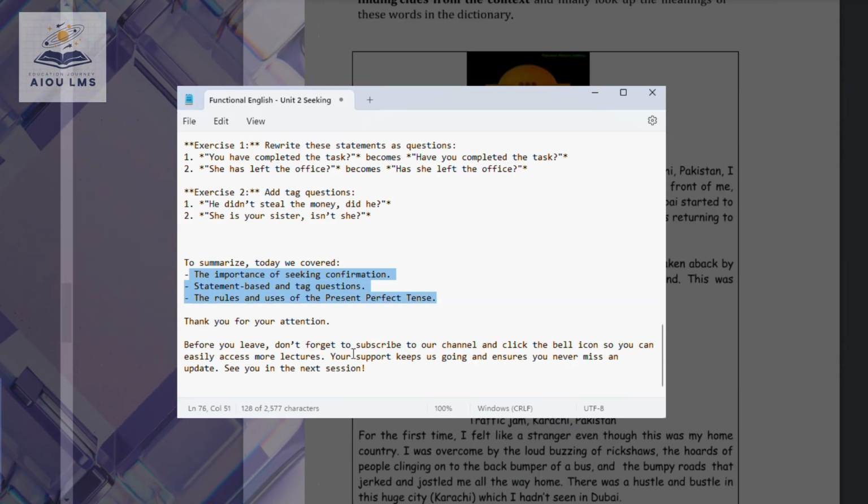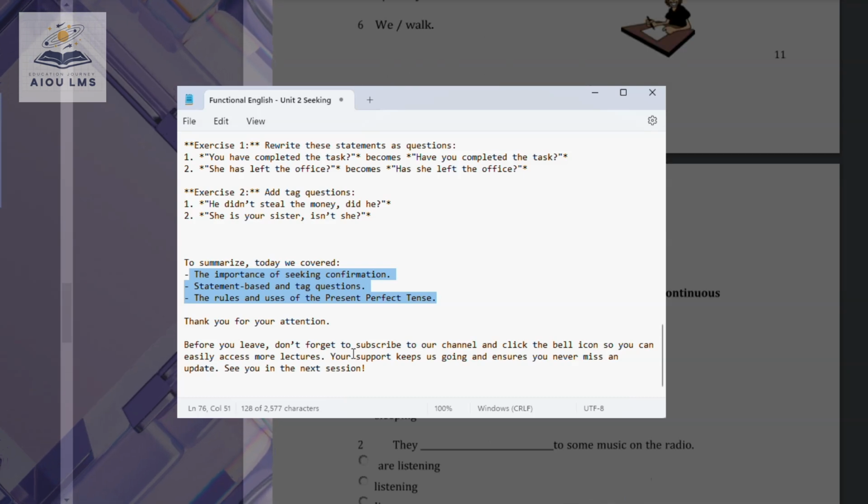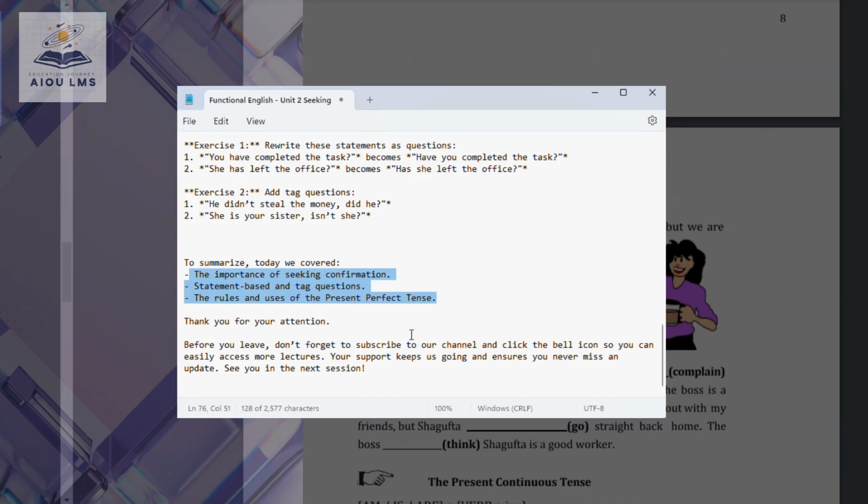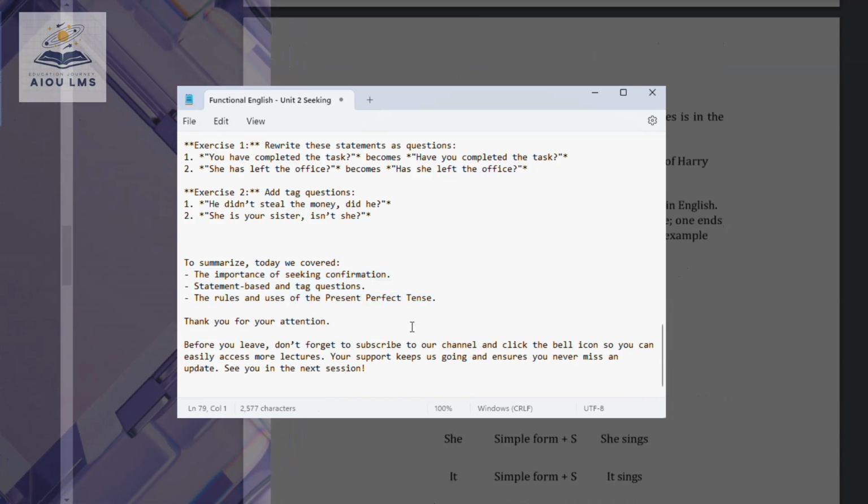To summarize, today we covered the importance of seeking confirmation, statement-based and tag questions, and the rules and uses of the present perfect tense.